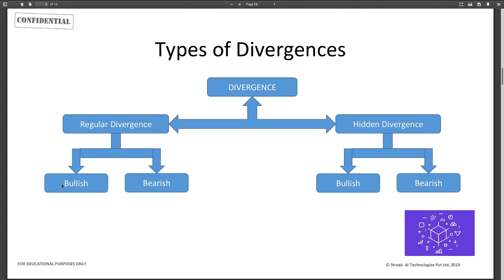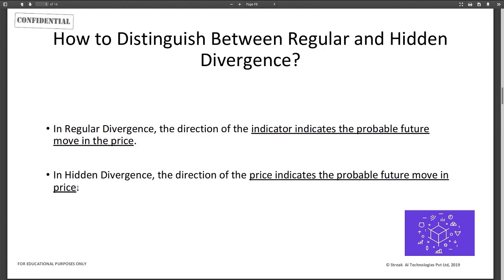If you have any questions while I'm explaining this, please type them into the chat, and we will be happy to answer. Both kinds of divergence have bullish and bearish versions. Bullish divergence indicates the trend is going to be bullish, and bearish indicates that the new trend is going to be bearish. Quite straightforward.